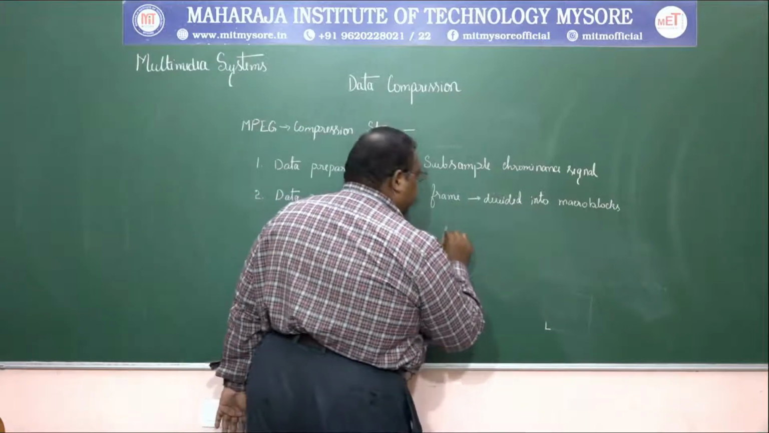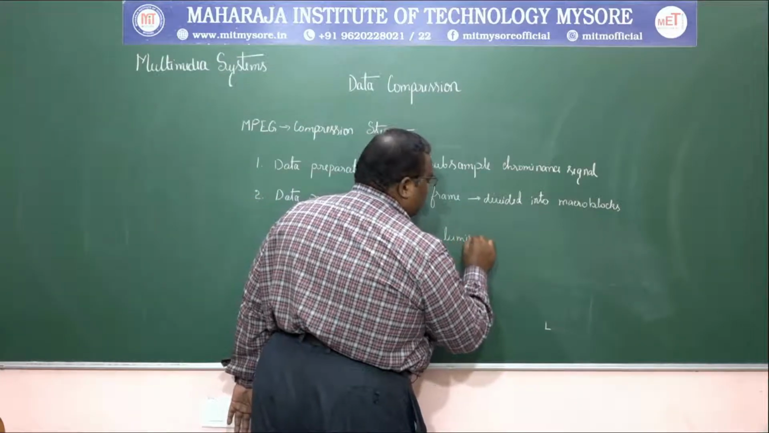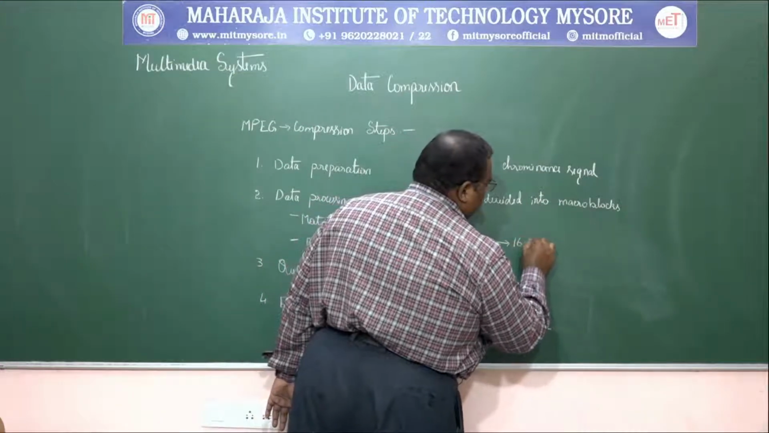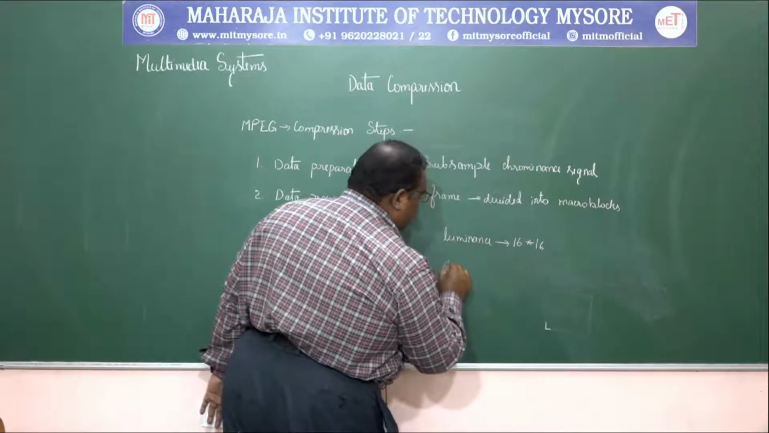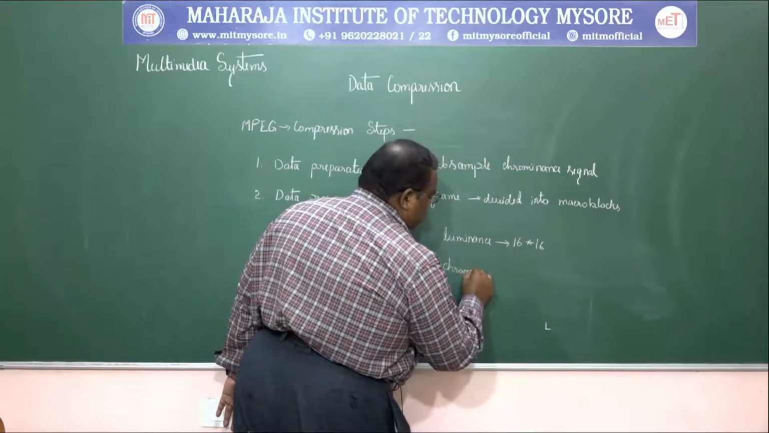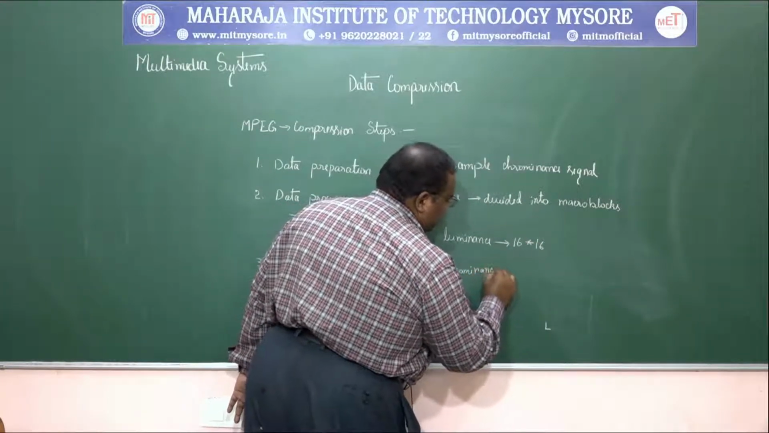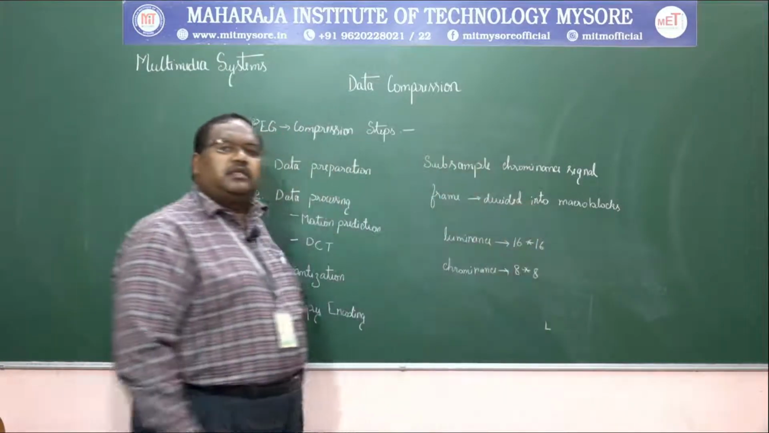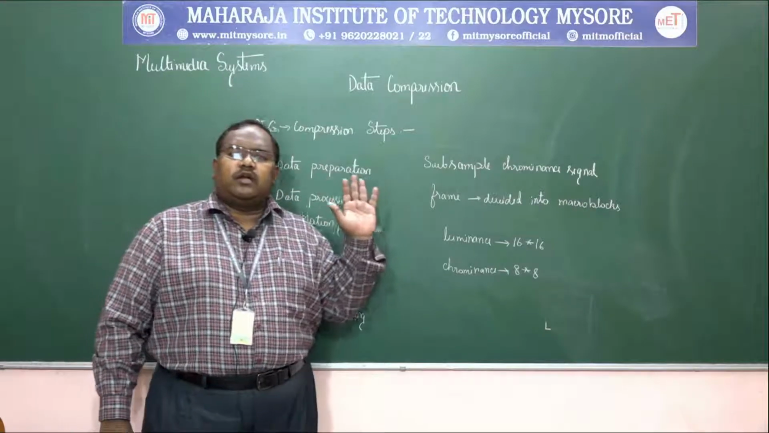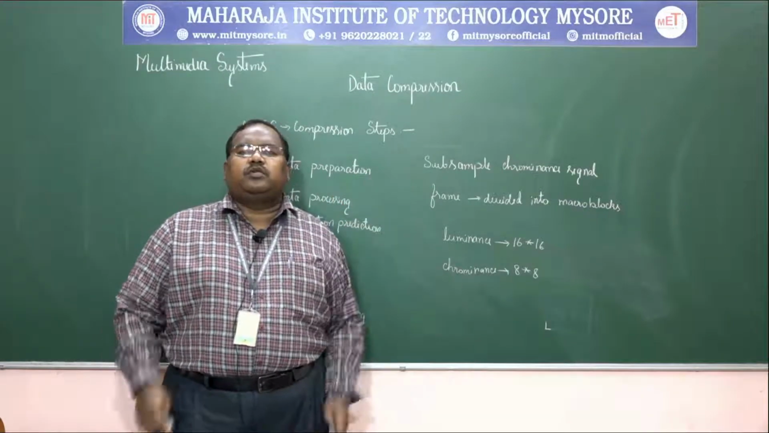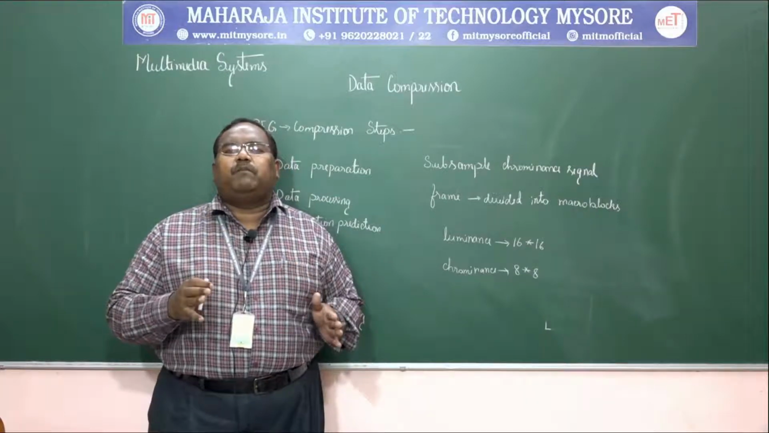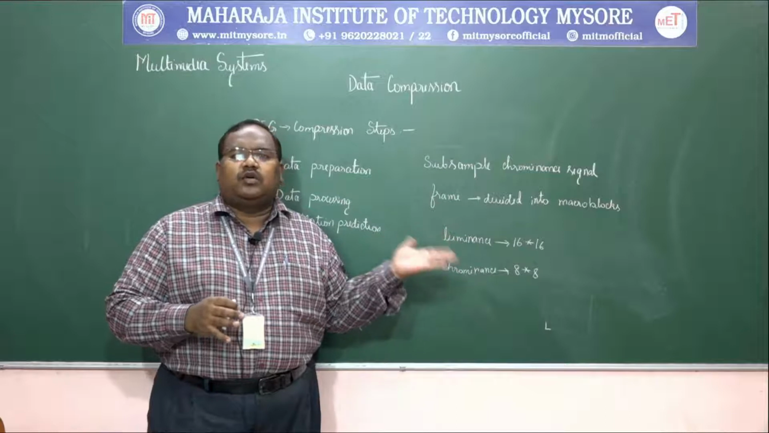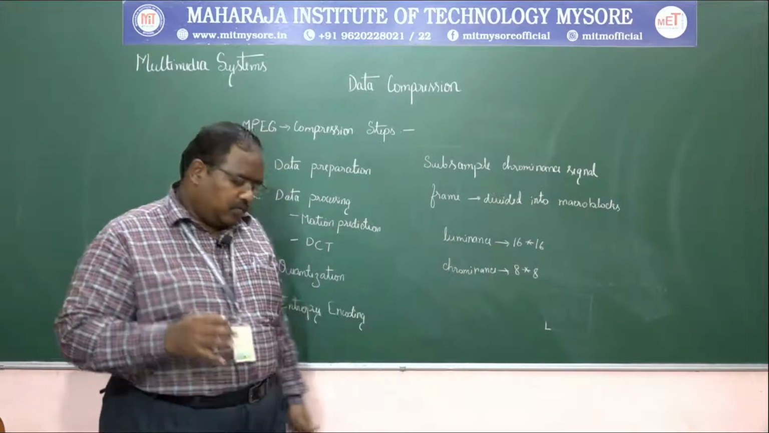I'll write it here. And for chrominance, we have 8 cross 8. This means this macro block associates or supports 16 cross 16 samples of luminance component and 8 cross 8 samples of chrominance component. So what is this macro block?